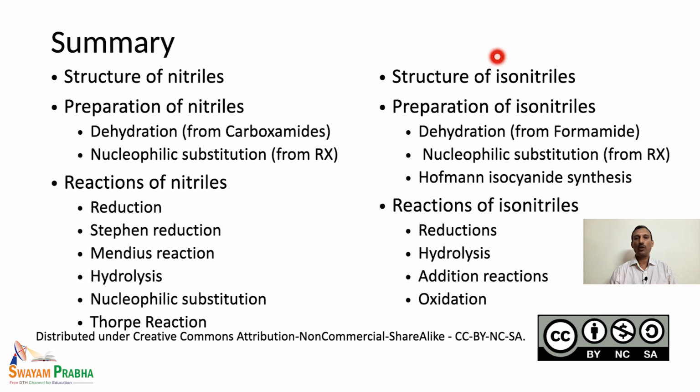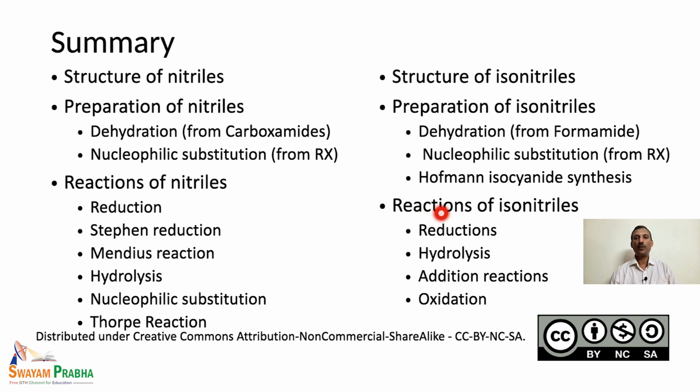Later on we moved on to the structure of isonitrile. So, what is the stable structure? The resonance structures we have seen, and what is the most stable structure of the isonitrile also we have studied. Then we studied the preparations of isonitrile, how formamides can be converted to isonitriles using dehydration. And we also have studied the nucleophilic substitution, that means alkyl halides when treated with silver cyanide produce isonitrile. And we also studied the Hofmann isocyanide synthesis.